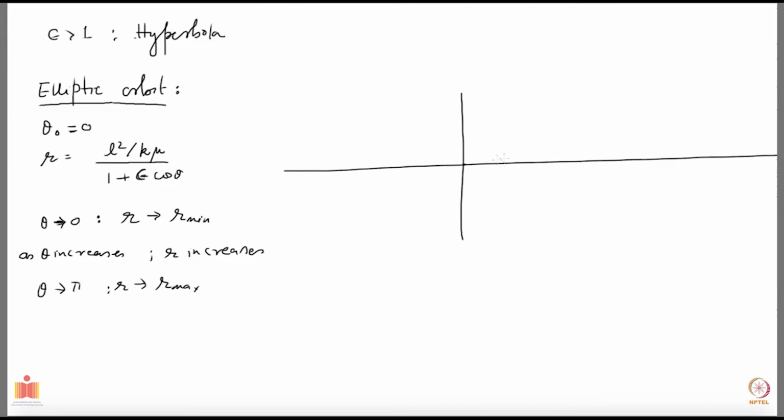So for theta equal to 0, you should have R equal to R minimum. So let's say here, somewhere, and then at theta equal to pi you should have R equal to R maximum, so something of this sort. So the origin is not at the center, that's what I wanted to say. And this is the place where your origin is. That's the focus point. So that's all for now, and we'll continue later in the next class.